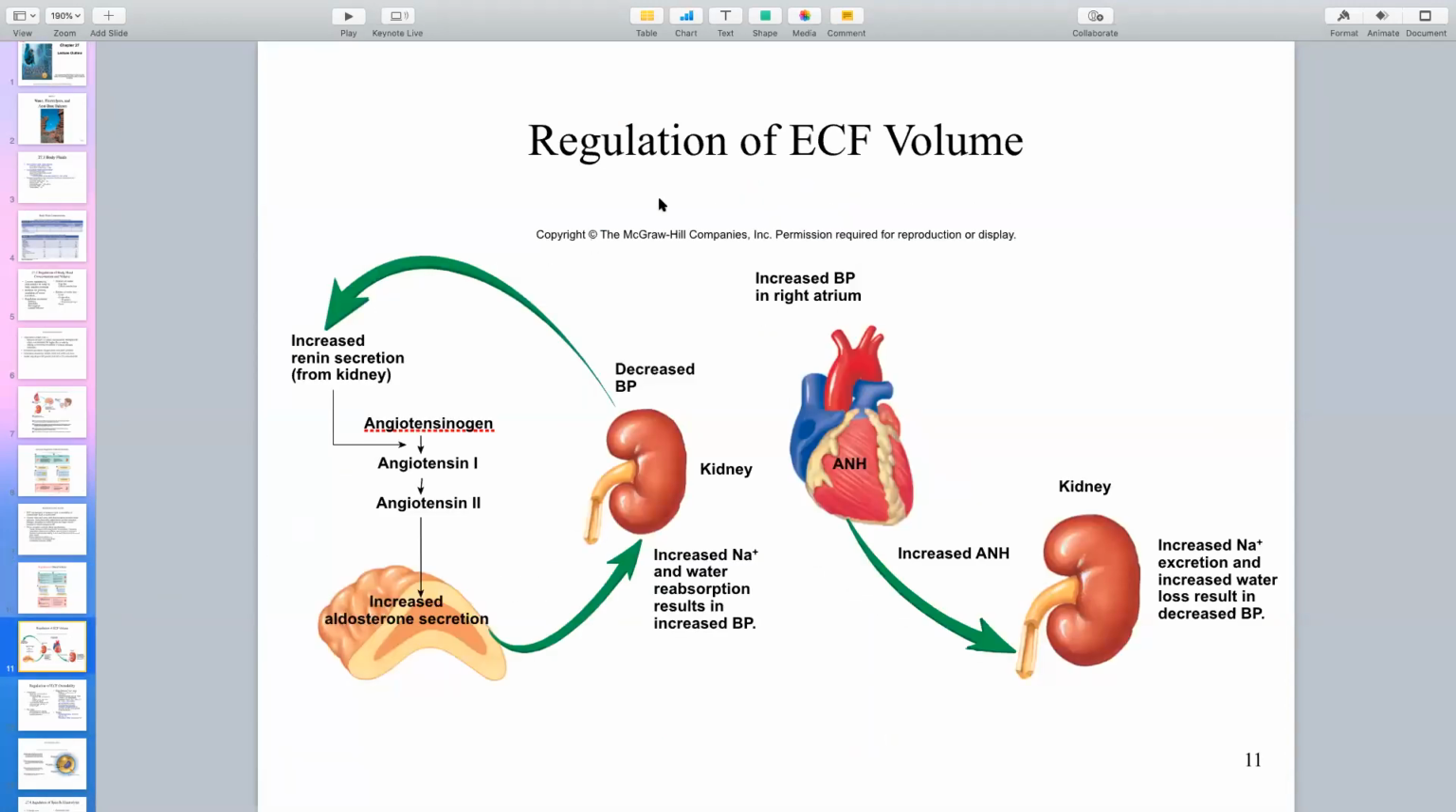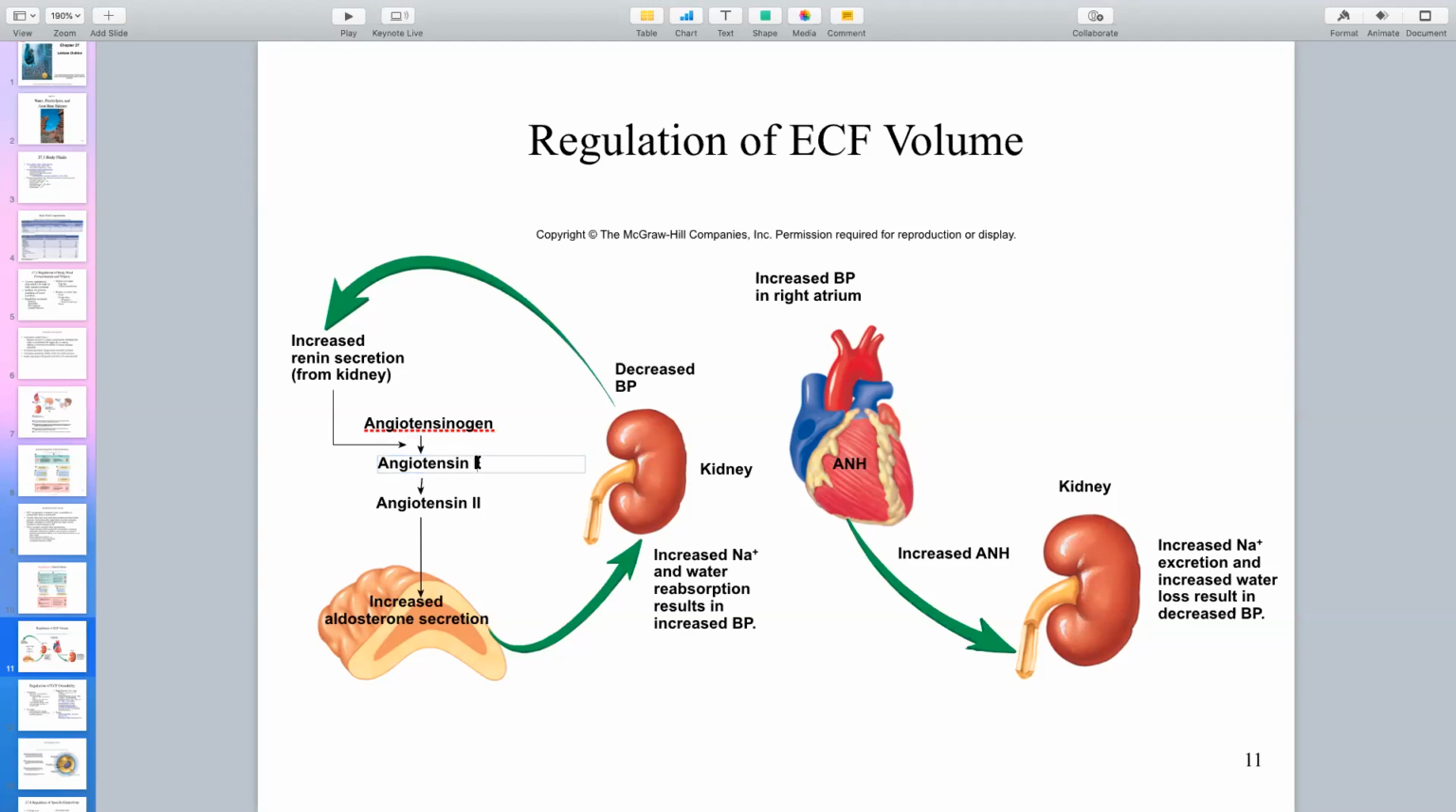And here, this good picture right here. Regulation of extracellular fluid volume. When you see a decreased blood pressure, renin is released from the kidney. Renin then activates angiotensinogen to angiotensin 1. Now, I'm just gonna write this part down a little bit more.